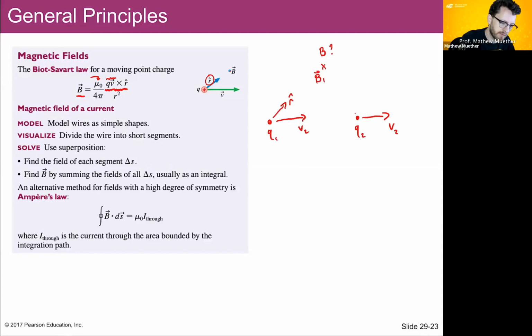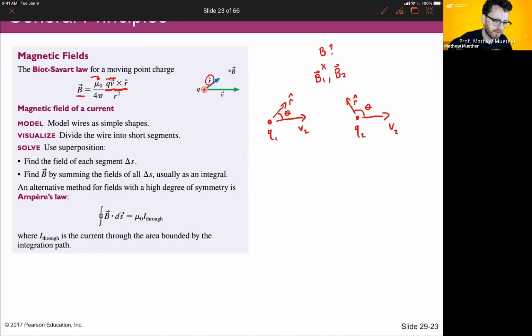Similarly, I could define an R hat vector coming from Q2. I could calculate that, find the angle theta between each of them, calculate that cross product, and find the magnitude and direction of the B field. And so I could find B2. Each of those moving charged particles is contributing to the total magnetic field in space.